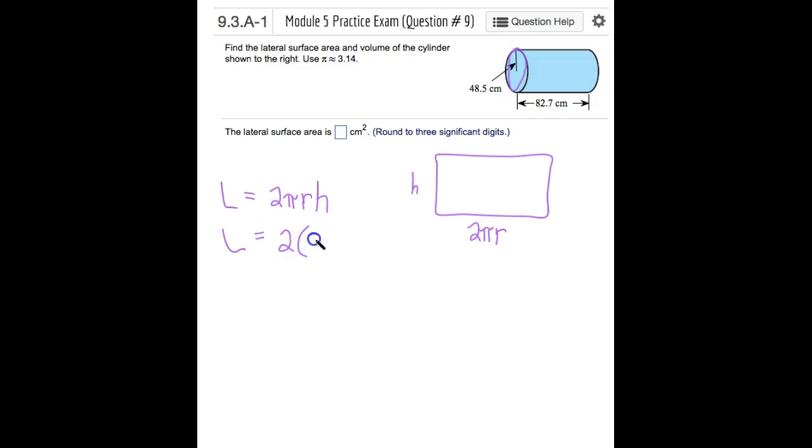But what we're going to do now is plug in the numbers. As it said above, you can use 3.14 to approximate pi. So I have 2 times 3.14, then times the radius. The radius is from the center of the circle to the edge of the circle, so that would be 48.5. And then times the height.